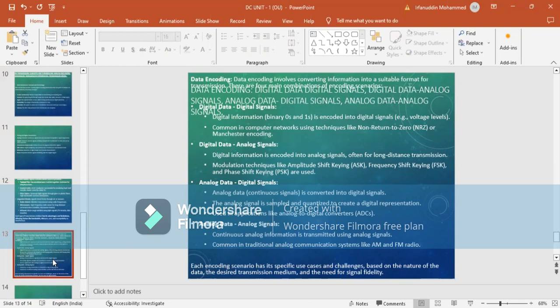And data encoding: digital to digital signals, analog to digital signals, analog. Now coming to data encoding.